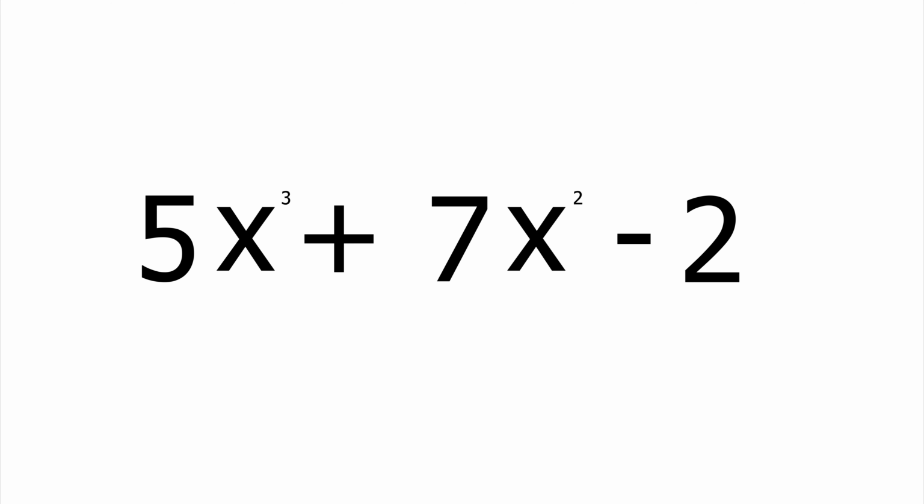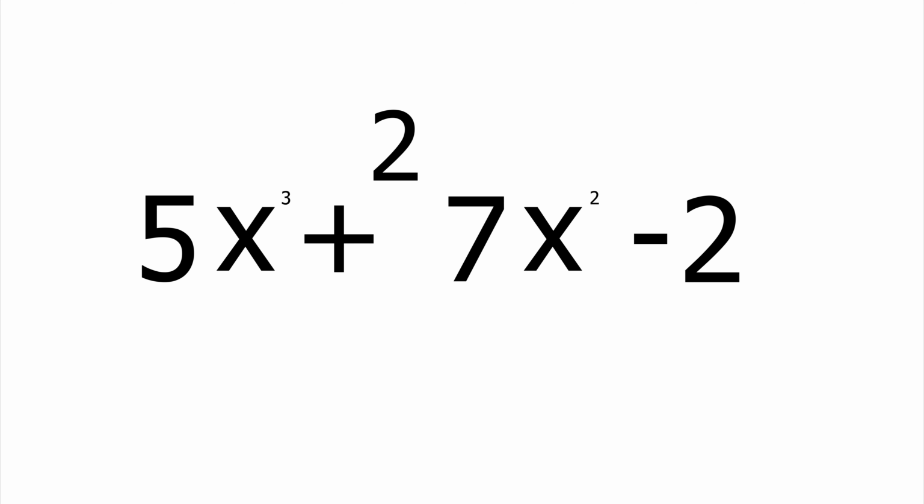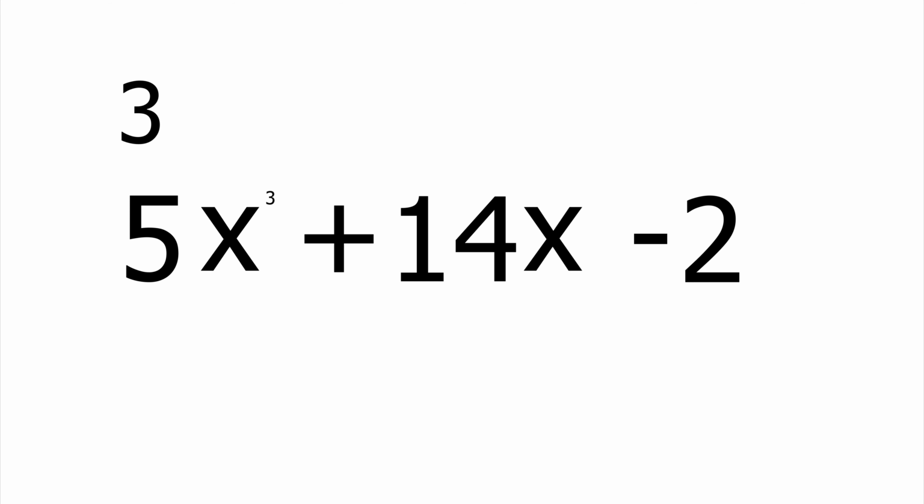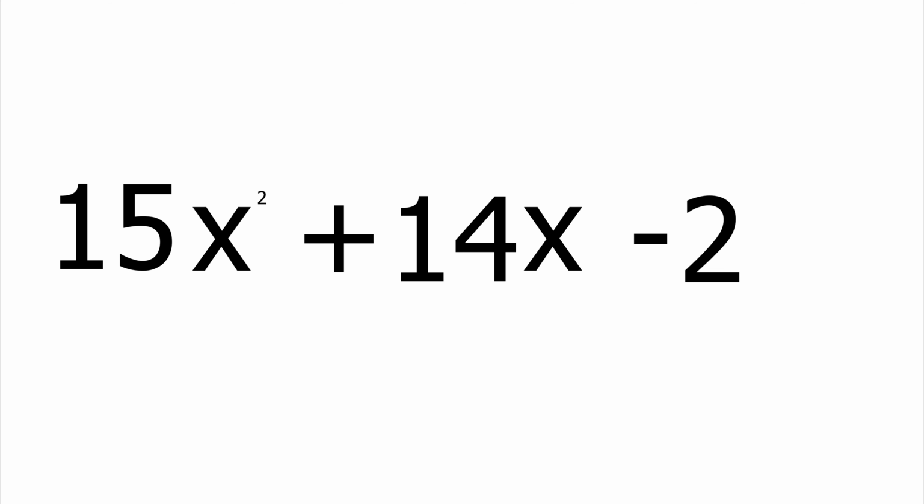is just minus 2. Then for 7x squared, you would take the 7 and multiply it by 2, getting 14x. And then you would subtract 1 from the 2, getting 14x to the first, or just 14x. And then for 5x cubed, you would just take the 5 times 3, subtract 1 from the 3, and get 15x squared.